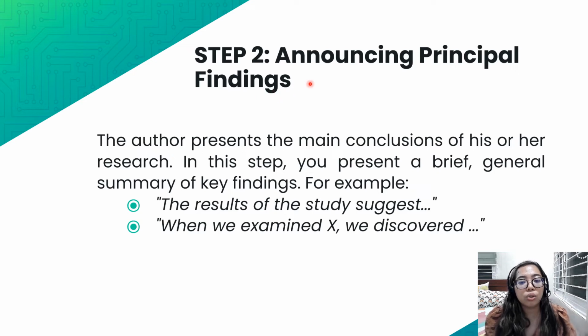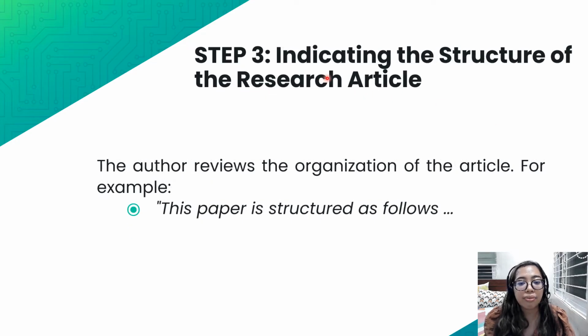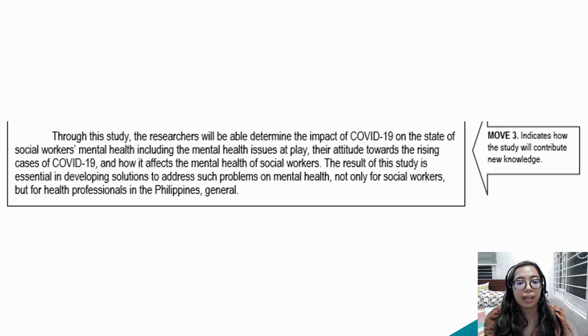Or you can also do Step 2, announcing principal findings. So the author presents the main conclusions of his or her research, and in this step you present a brief general summary of key findings. For example, the results of the study suggest, or when we examine X, we discovered. And Step 3, you can also indicate the structure of the research article. So you may say this paper is structured as follows.